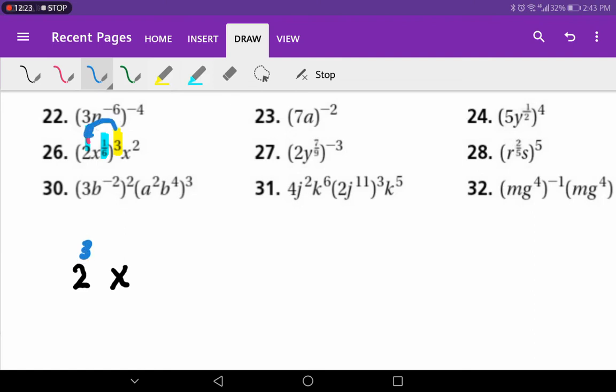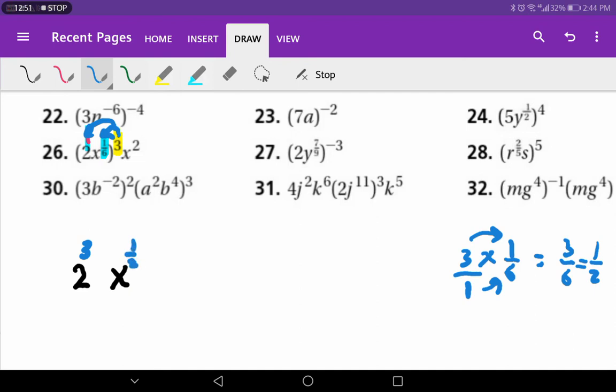Move here. 3 multiplied by 1 equals 3, and 3 multiplied by 1 over 6. We do it here. 3 multiplied by 1 over 6: 1 up with up, down with down. It is equal to 3 over 6, which equals 1 over 2. You know that, yes? So it is x with power 1 over 2.